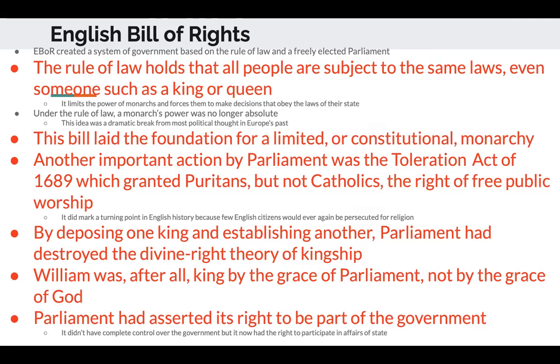Another important action by Parliament was the Toleration Act of 1689, which granted Puritans, but not Catholics, the right of free worship. It did mark a turning point in English history where few citizens would ever again be persecuted for religion, unless you're a Catholic. By deposing one king and establishing another, Parliament had destroyed the divine right theory of kingship. William was, after all, king by the grace of Parliament, not by the grace of God. Parliament had asserted its right to be part of the government. It didn't have complete control over the government, but it now had the right to participate in affairs of state.